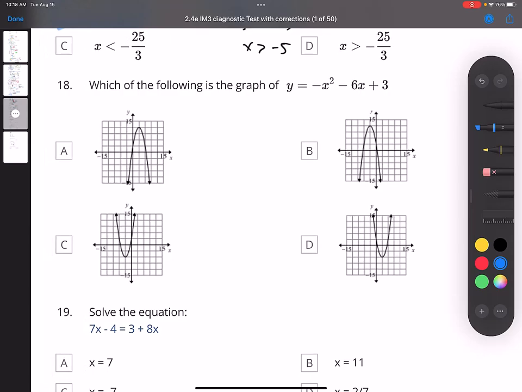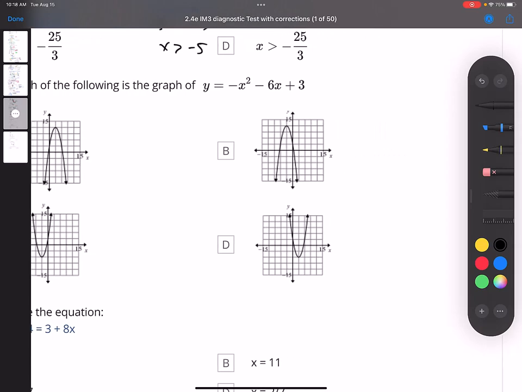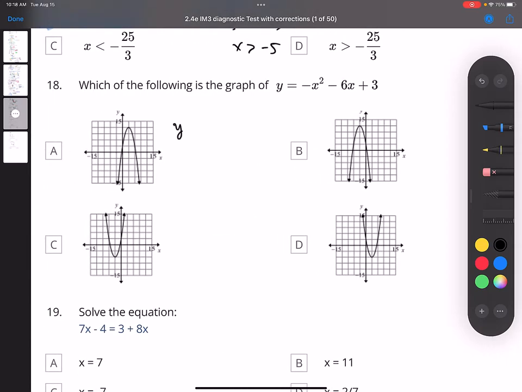Okay, number 18 is a quadratic. We want a graph. I'm going to factor out a -1 and just see what happens.